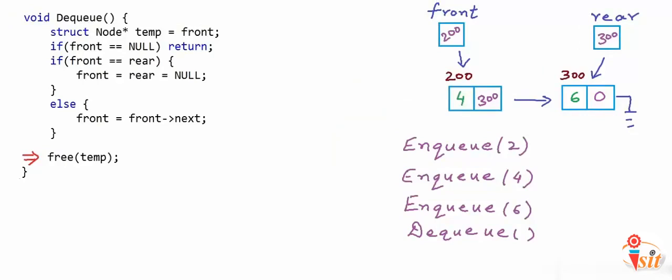So these are the enqueue and dequeue operations for you. And as you can see, there are simple statements in these functions. There are no loops, so these functions will take constant time. Their time complexity will be big O of 1.